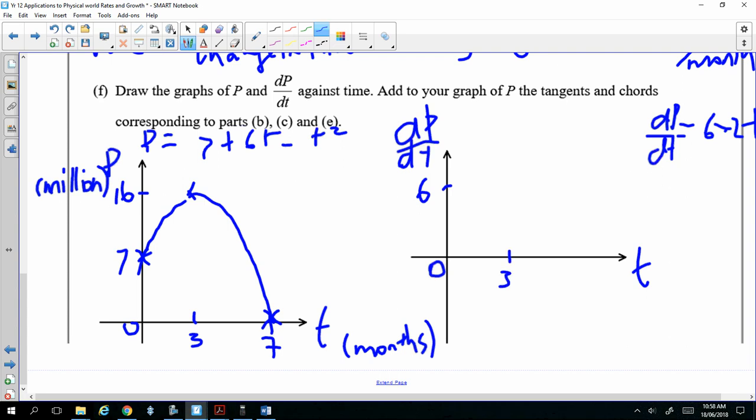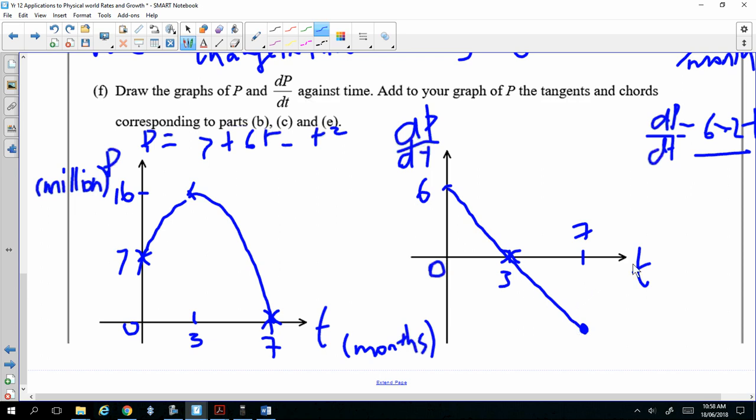And then finally, you just say straight line, isn't it? This is a straight line, so you just draw a straight line. Maybe it stops at 7, because that's when the cockroach is eliminated, it will stop decreasing. Okay, so that's your graph.